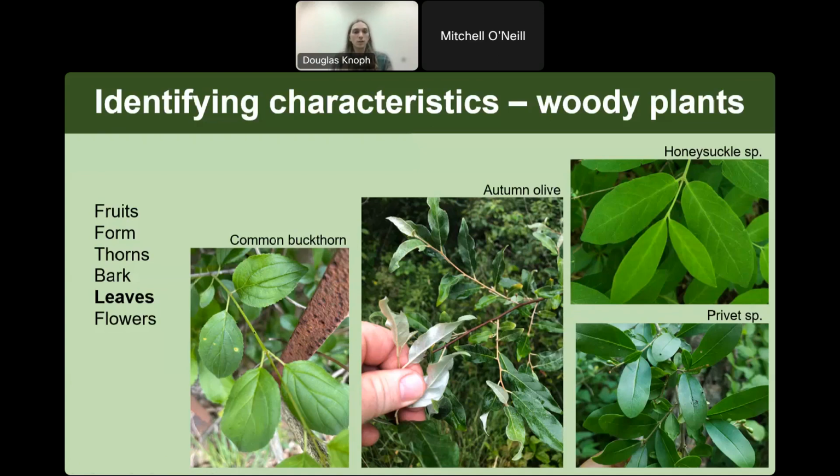It's also good to show that there's a lot of variation in leaf shape, and that's not always the best thing. So for common buckthorn over here, you can see some of the leaves are almost oval in shape, while some of them have a distinct point to them. There's a lot of species that have great variation in the way that their leaves are shaped. So just the leaves alone aren't always the best identifying feature.